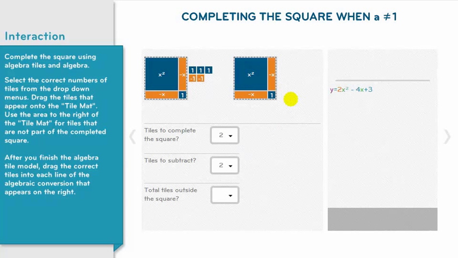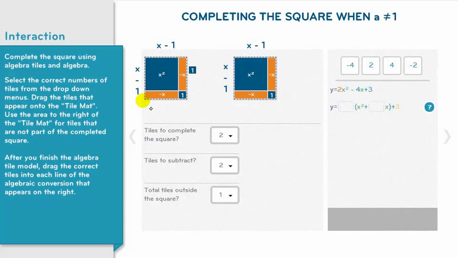Now that we've balanced it, we can see that these will give us 2 zero pairs. So we'll only have 1 tile left over. As you can see, we have now completed the square. We have a length of x minus 1 and x minus 1, or x minus 1 squared. And because we have 2 of them, we have 2 times x minus 1 all squared. And then on the outside, we have 1 unit left over.